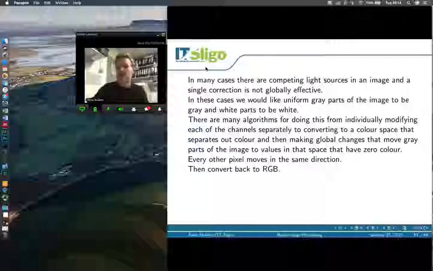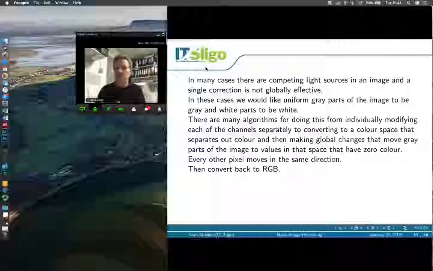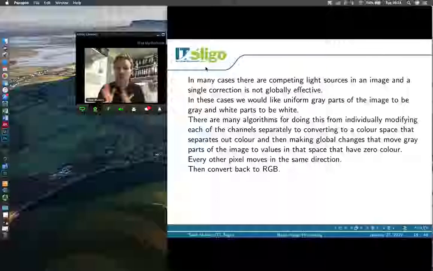So in many cases, we're not just correcting for one particular colour problem. If we were just out in daylight, that would be fine. We're only dealing with daylight, and that would be a kind of a blue tone, and we would just correct for that.